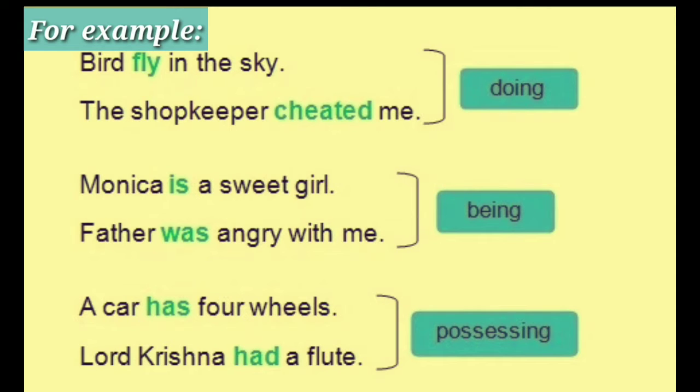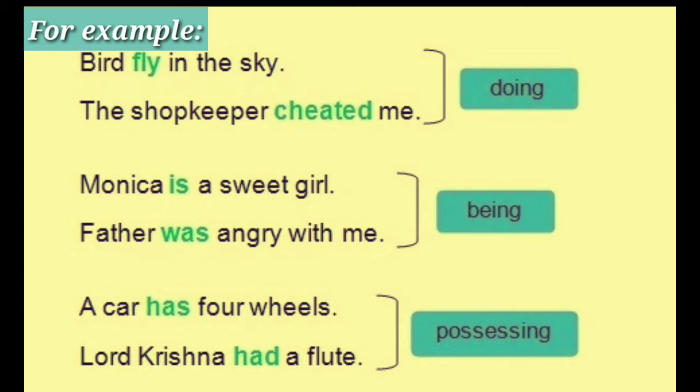Let's see some examples. In these sentences, a verb denotes doing, being or possessing. Birds fly in the sky. The shopkeeper cheated me. Monica is a sweet girl. Father was angry with me. A car has 4 wheels. Lord Krishna had a flute. Most of the verbs are doing verbs.